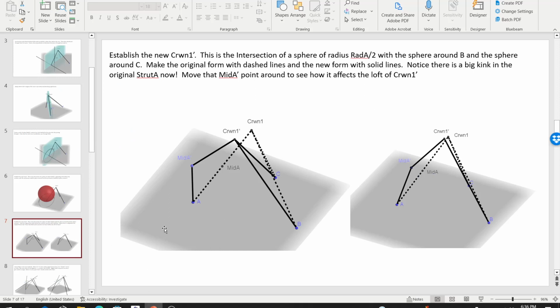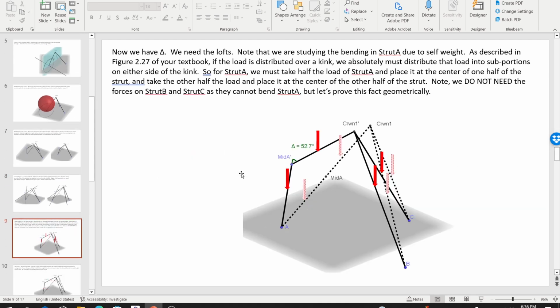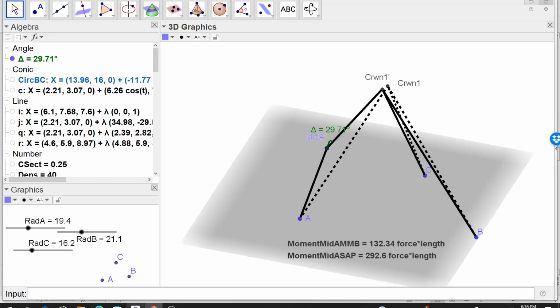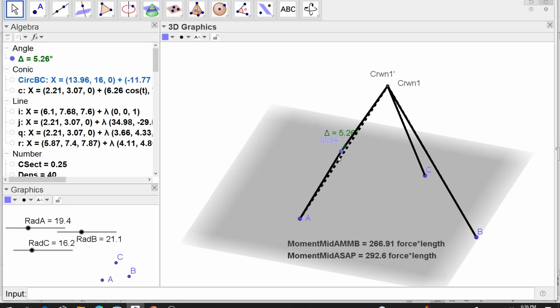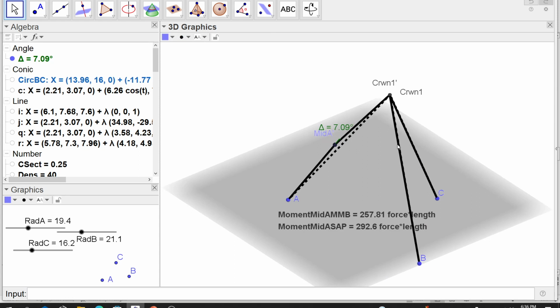So let's get back to the PowerPoint here. For small perturbations, there is no second order effect, and we get the work done only by the load on stick A. The load on stick B does not contribute to the solution. The load on stick C does not contribute to the solution because those lofts disappear. Those lofts disappear. Even here at 7 degrees, you could see that those lofts disappear.